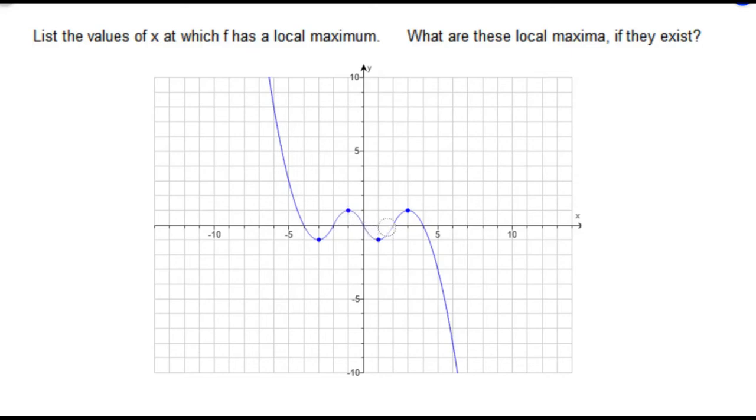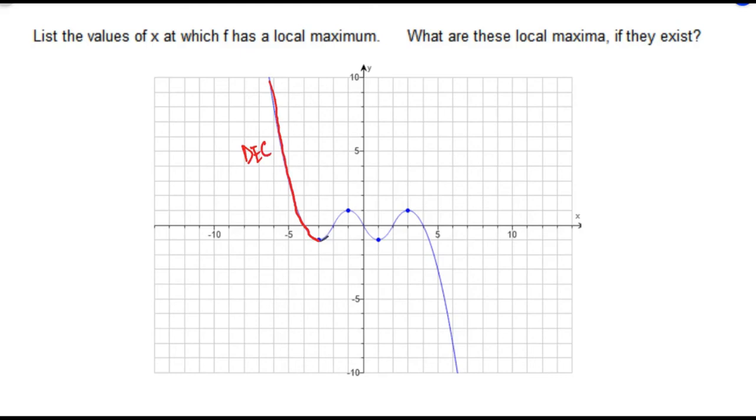So let's take a moment to look at this function overall and decide where the function is increasing and decreasing. So I'm going to trace the graph going from left to right. And as I trace along this section, I notice that the y values are decreasing. So let me label this section of the graph as decreasing.